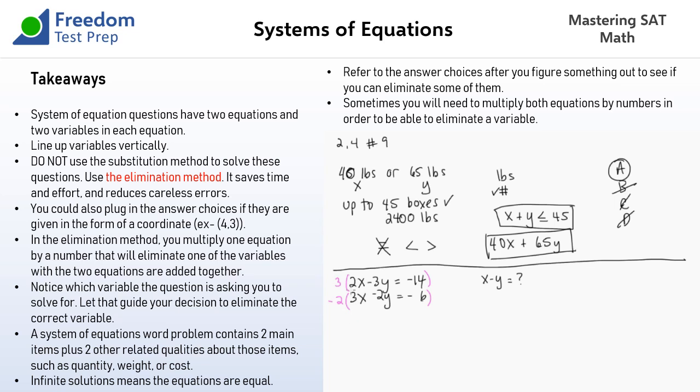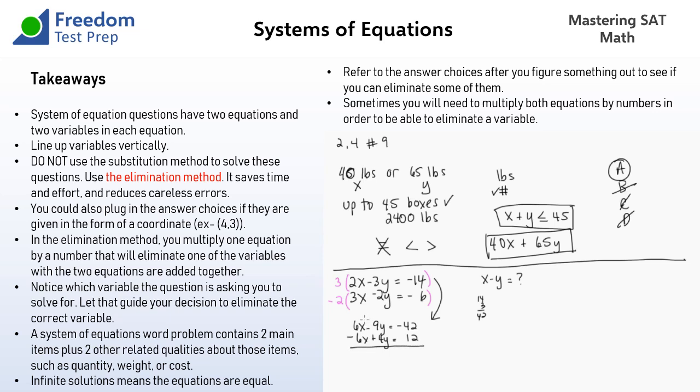I'm going to rewrite them both after we distribute. So the top equation is going to go right here, and that's going to be distributed out: 6x minus 9y equals 14 times 3, which is -42. The bottom one is going to be -6x plus 4y equals 12.